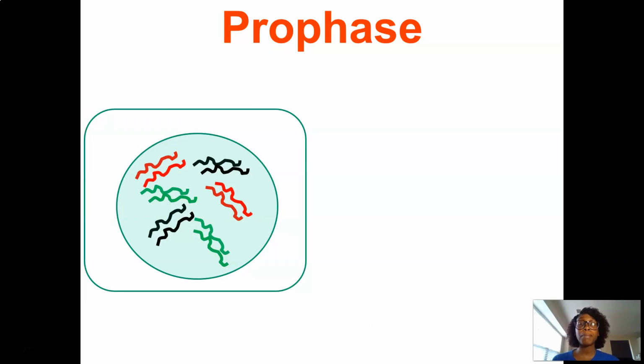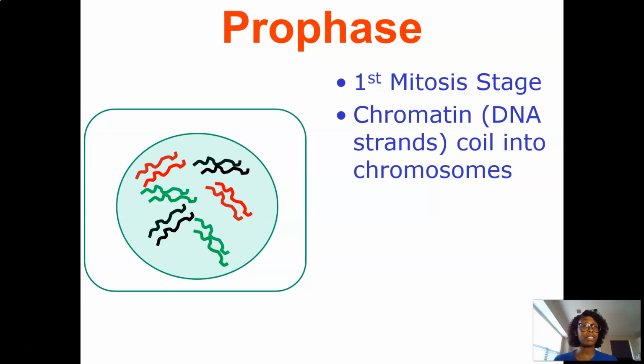So first up is prophase. This is the first stage of mitosis. This is where our chromatin, which is that DNA strand, coils. At first our DNA is a little bit loose inside of the nucleus. When it's preparing for that first stage of mitosis, it has to coil up into chromosomes.